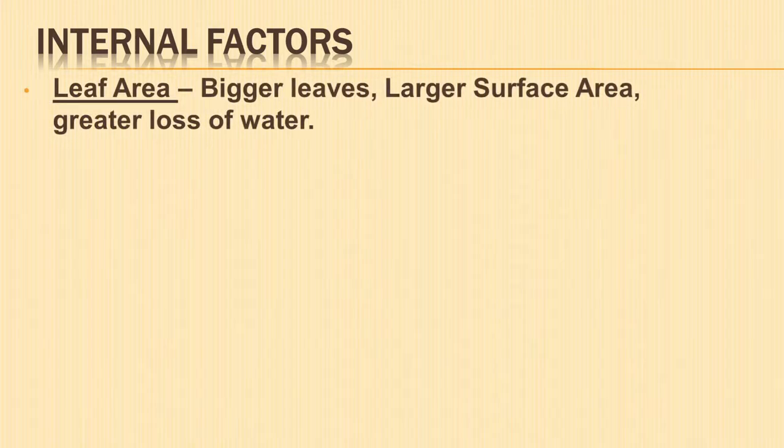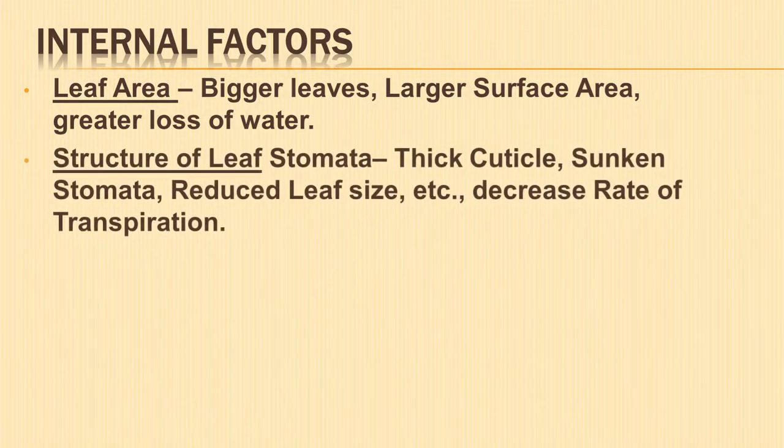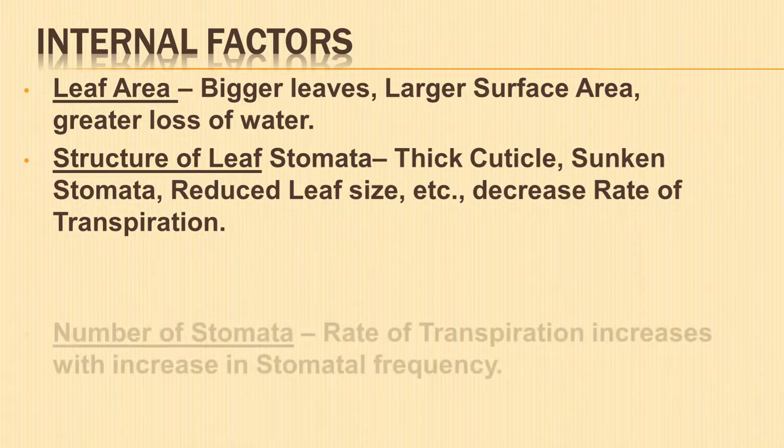Leaf area. Bigger leaves or leaves with larger surface area show greater water loss due to transpiration. Structure of leaf. Thick cuticle, sunken stomata, reduced size of leaves, compact mesophyll cells, presence of multilayered epidermis, and epidermal hairs on the leaf surface cause a decrease in the rate of transpiration.